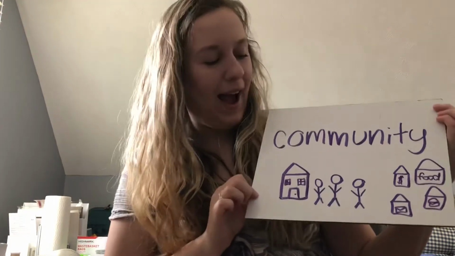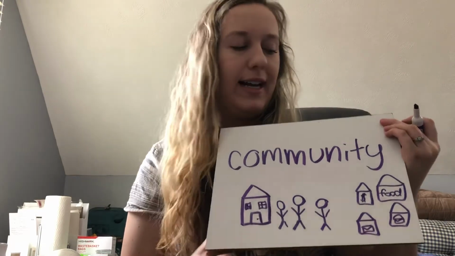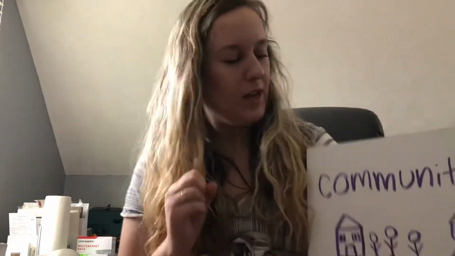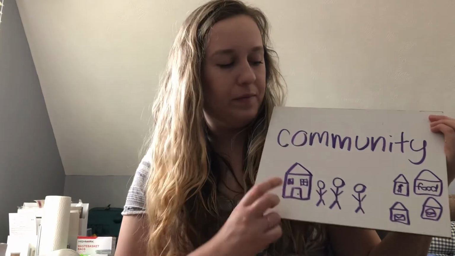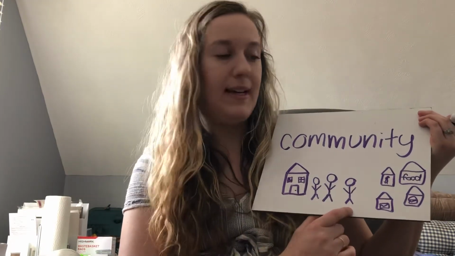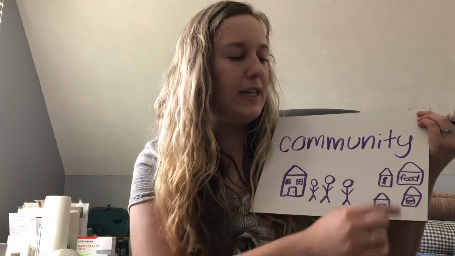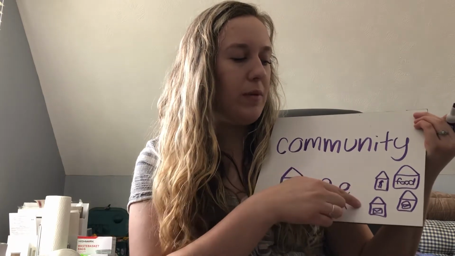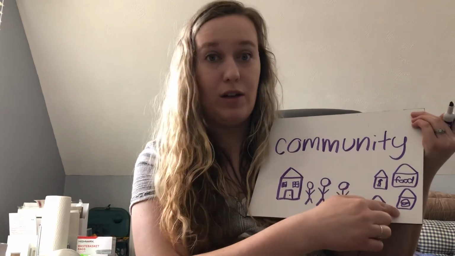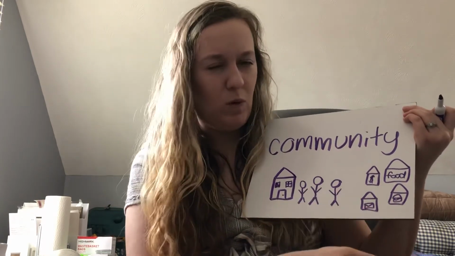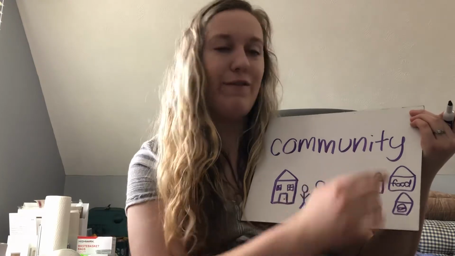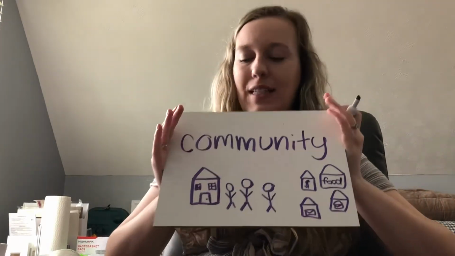So this is what I think a community would look like if I could draw it in a picture. So community would be people who you live near, your friends and family, and places that you would go. You could go to the bank or the post office or go shopping for clothes, or that's supposed to be a purse. We're working on it. Or getting food. So this would be a community.